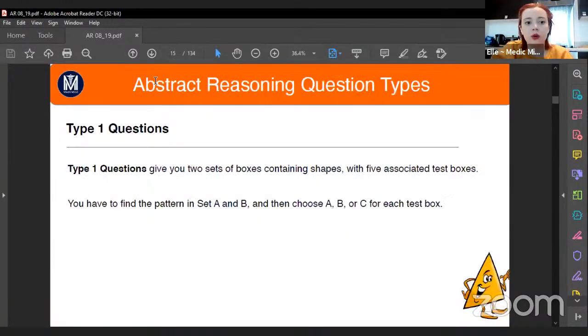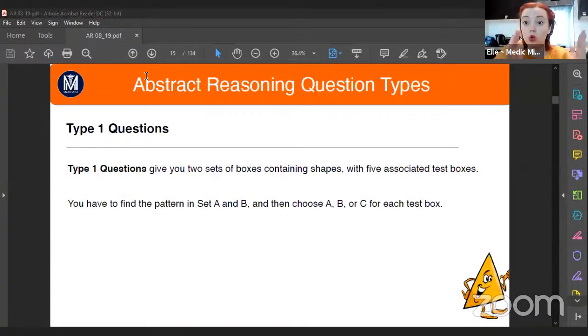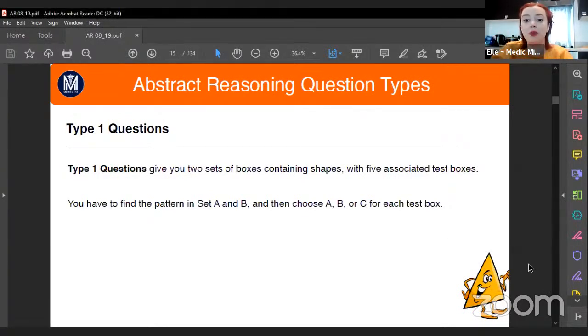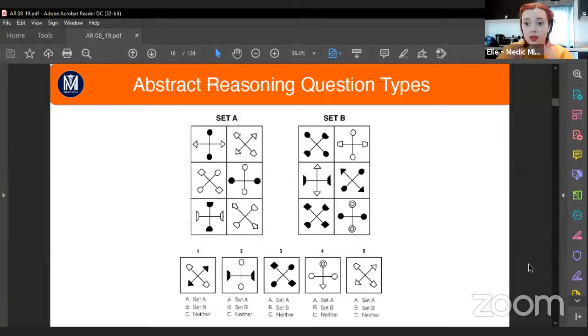Okay, so in terms of type 1 questions, this is where you are given 2 boxes which contain different shapes. Each of those boxes will have 6 different squares within them, and one is called set A and one is called set B. You are looking for a pattern that fits with set A and with set B, so something that is similar within set A and different with set B. Then you will be asked to choose: would a particular square fit into set A, set B, or neither? So this is an example of that.